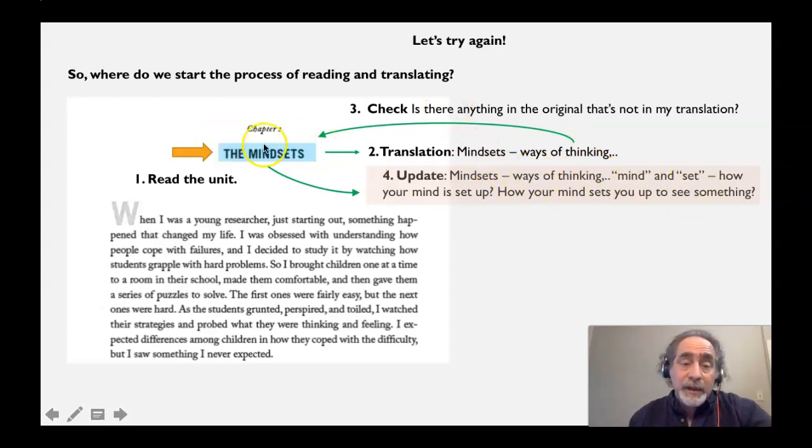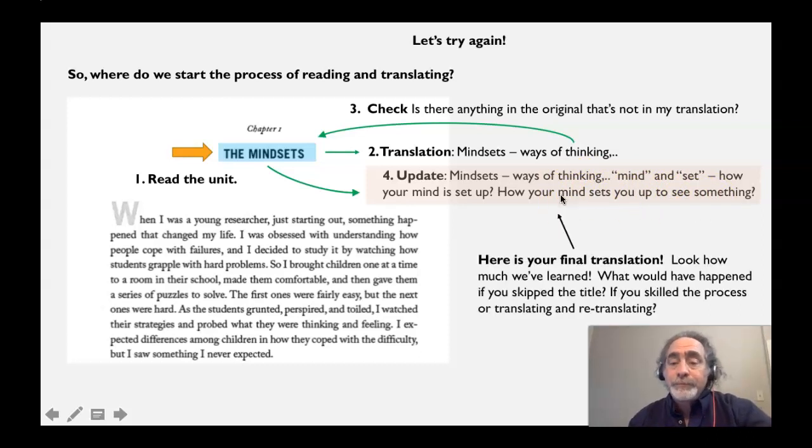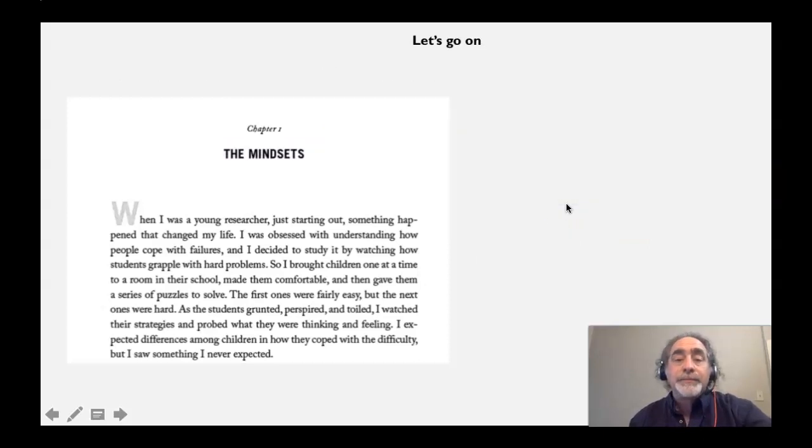Now look at that. What would happen if we simply skipped over the title, didn't do any of this? First of all, we wouldn't know what the chapter's about, and we wouldn't have learned all of this, at least tentative stuff that we've now learned. We haven't read a word yet of the actual text, but we have already got a sense of what this chapter is going to be about: ways of thinking and perhaps how your mind sets up your thinking. Let's move forward. This is your final translation of the title.